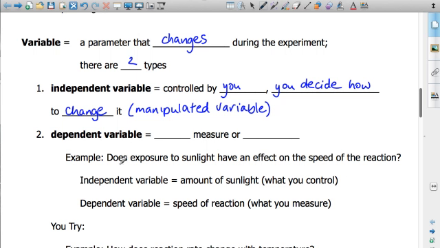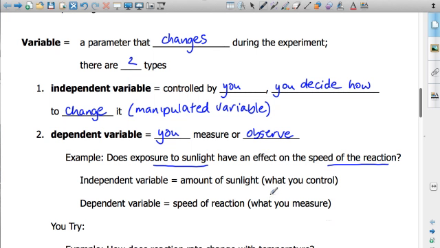The other type of variable is a dependent variable. It's the variable that you measure or you observe. You don't affect the variable, you just observe it happening. So for example, does exposure to sunlight have an effect on the speed of the reaction? Which is the independent, which is the dependent variable? Well, first you want to identify your two variables. So the first is exposure to sunlight. The second variable is the speed of the reaction.